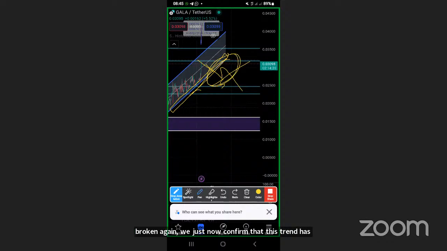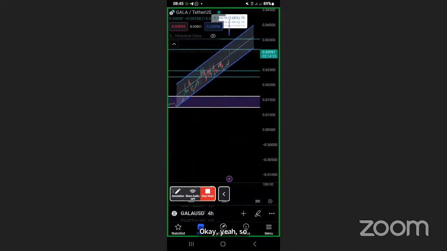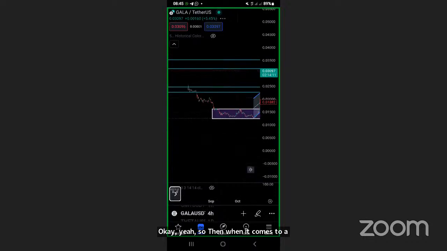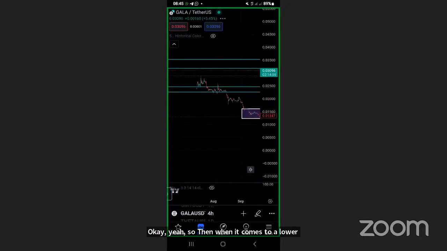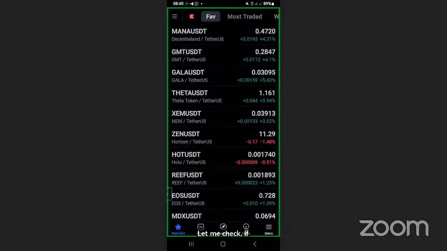So if we are looking out for more profit, we can rather cut the loss and take out whatever we can from the build up. Okay. So that's basically it. Then when it comes to a downtrend, we could as well do that. Let me check if there is any coin that we can.